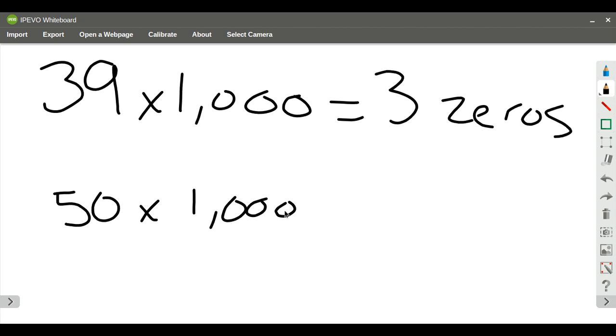Count my total number of zeros. 1, 2, 3 in the place value, but I also have to count this 0. So this one is going to be 4 zeros.